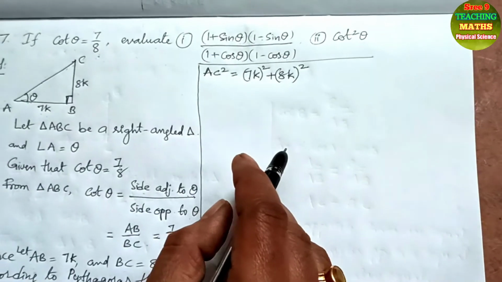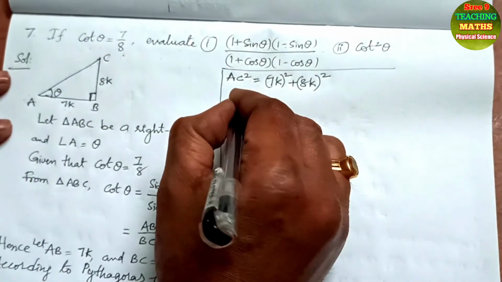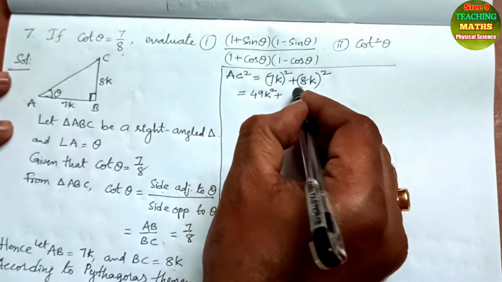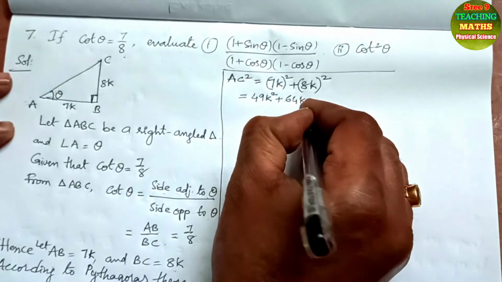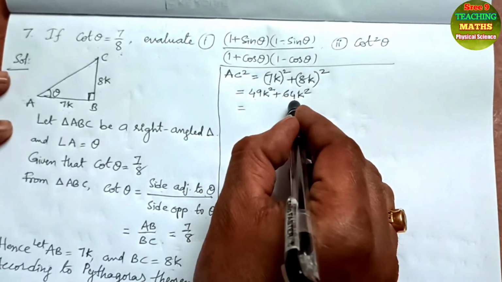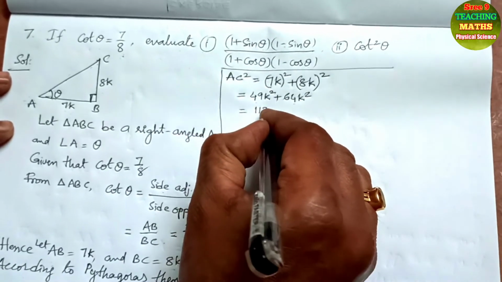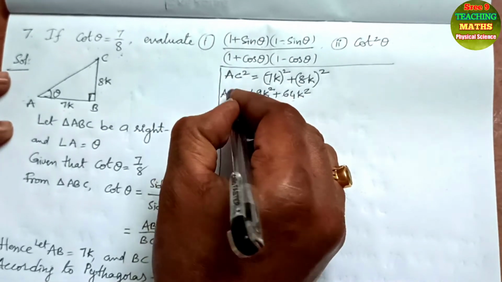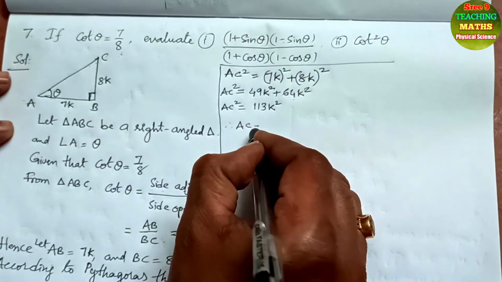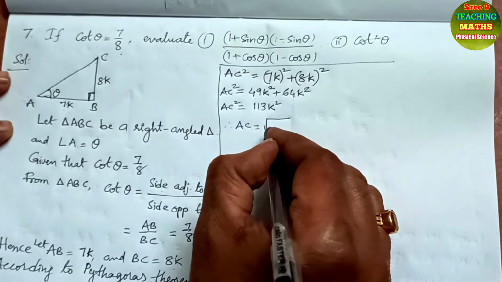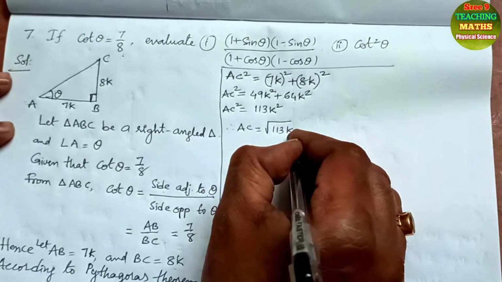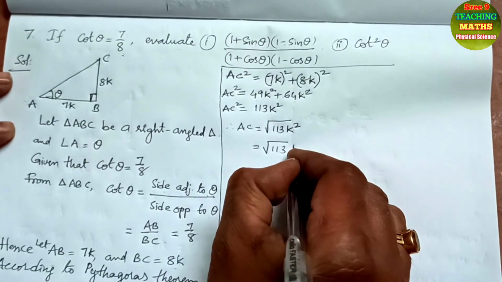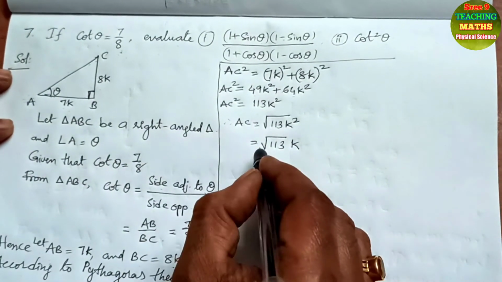Let us solve and simplify this. 7K square means 49K square, plus 8K square means 64K square. 49 plus 64 is 113K square. So this is AC square. Now we need the AC value. AC is equal to, if you take the square root, root 113K square, which is root of 113 times K.